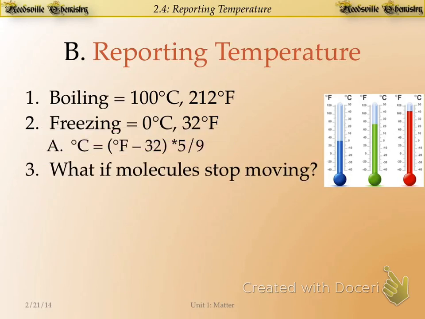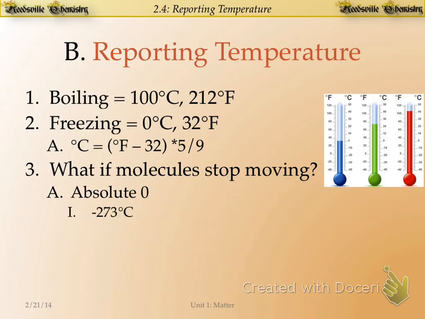This is kind of an interesting question. So if temperature is the measure of the average kinetic energy of a molecule, and kinetic energy depends on speed, well, what happens if the molecules stop moving? Well, in fact, this would be called something like absolute zero. There would be no kinetic energy, so there would be no energy to be transferred to the thermometer. My goodness, what would happen?